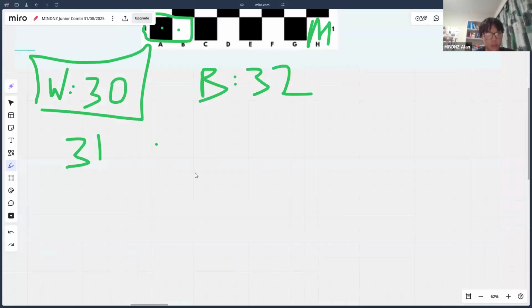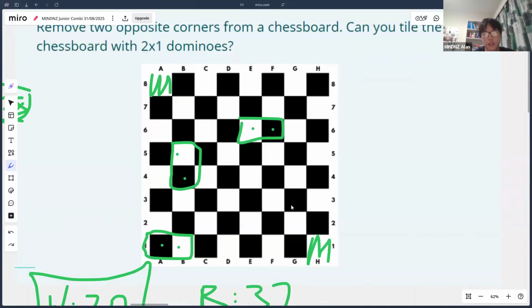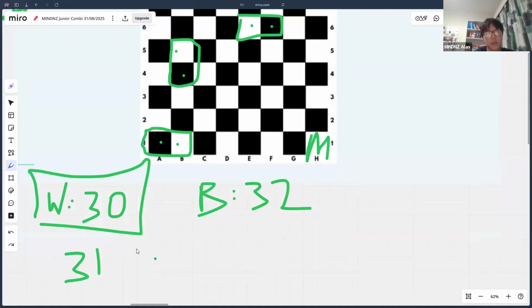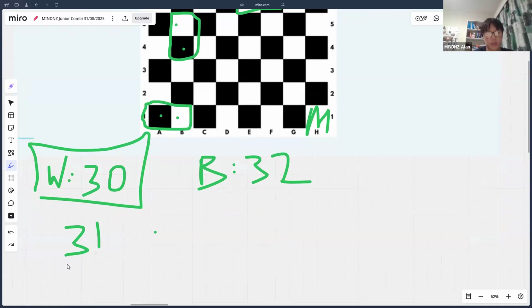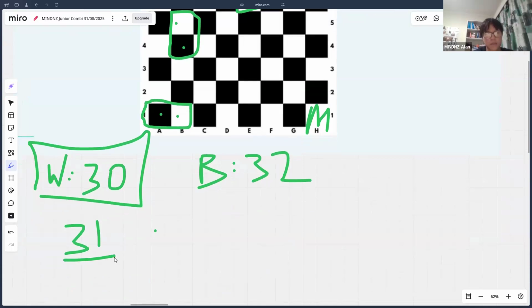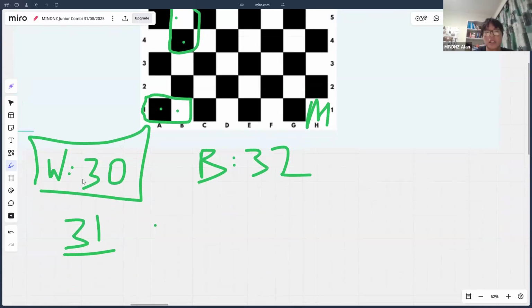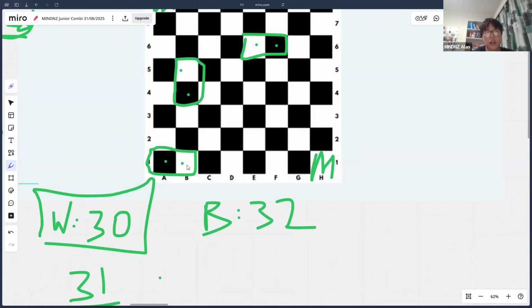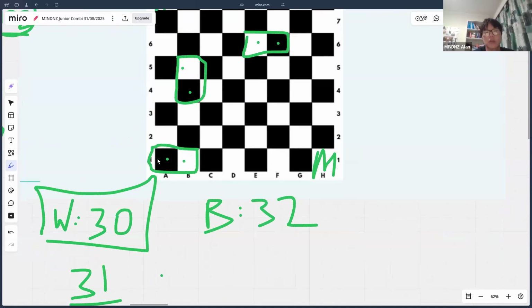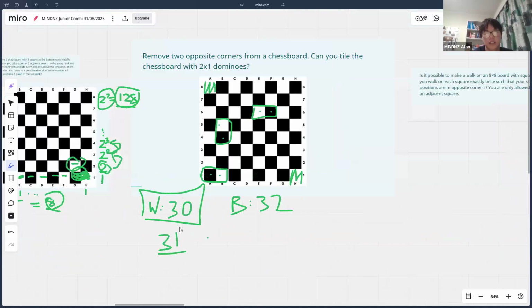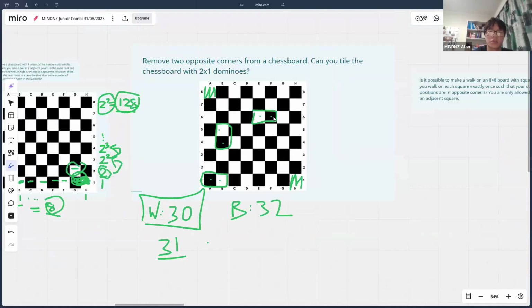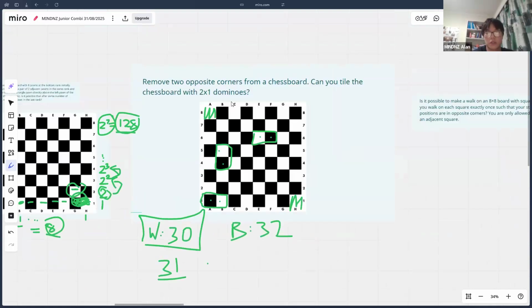So to cover all 62 squares of this chessboard, because we took away 2 corners, we must have 62 divided by 2 dominoes, right? Which means we must have 31 dominoes. But then we only have 30 white squares, and each domino must occupy exactly 1 white square, which means we don't have enough white squares to complete the tiling. So it just doesn't work. We can't tile the new chessboard with 2x1 dominoes.